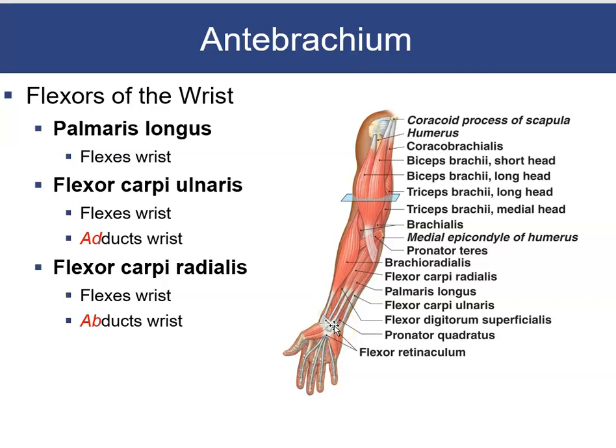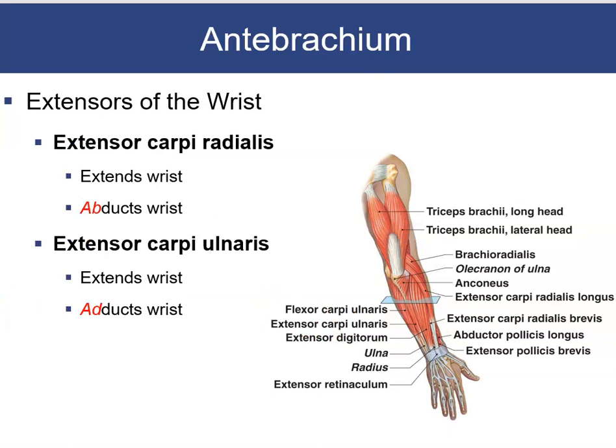But then the flexor carpi ulnaris, because it is on the medial side here, right on the side, it also can adduct the wrist. The flexor carpi radialis, because of its location on the lateral side, it can also abduct the wrist. Palmaris longus is the only one that just flexes the wrist because it is right down the center.